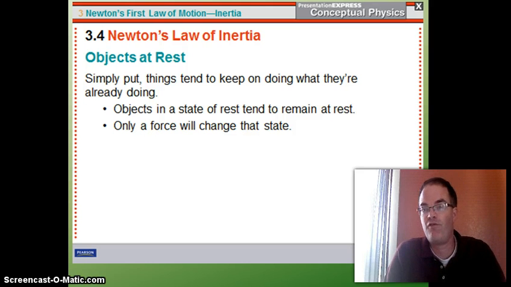If you introduce a force, as we did in the previous lesson with that little 7th grade girl, then you can get change to occur.